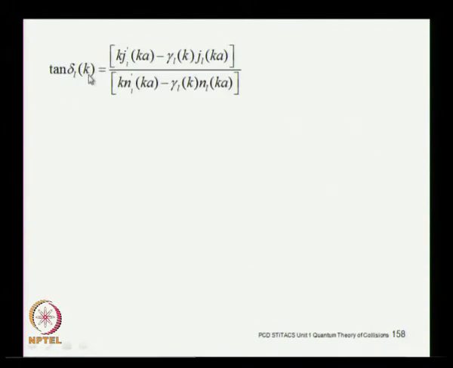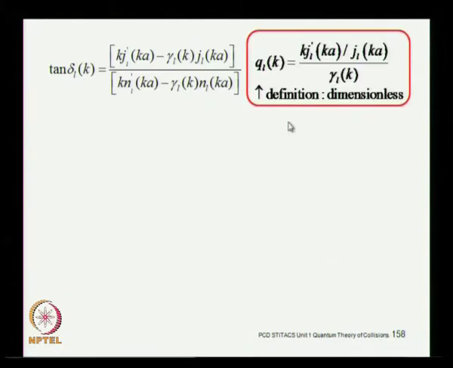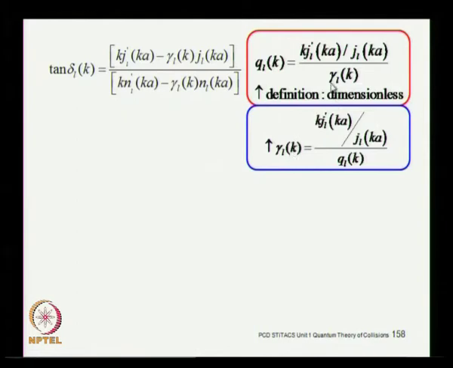So, this is our expression for the tangent of delta, and we now define a parameter called Q. I am using the notation from Joachain's book. This is the definition of Q. Notice that in the numerator you have a logarithmic derivative, which is what you have in the denominator also. So, this is a dimensionless quantity, and a useful parameter in scattering theory. You introduce the parameter Q using this definition and invert this to define gamma in terms of Q. Having defined gamma in terms of Q, you insert this expression for gamma into the expression for the tangent of the phase shift.